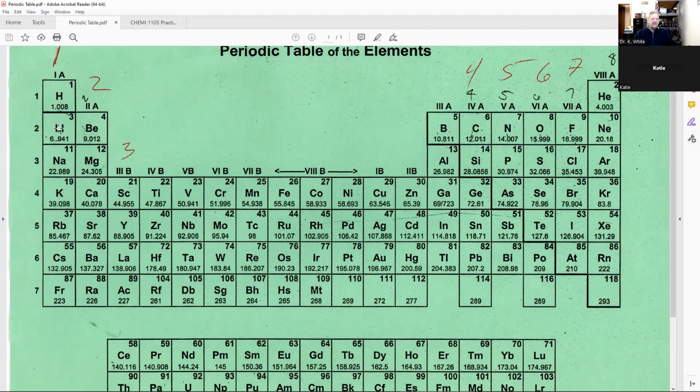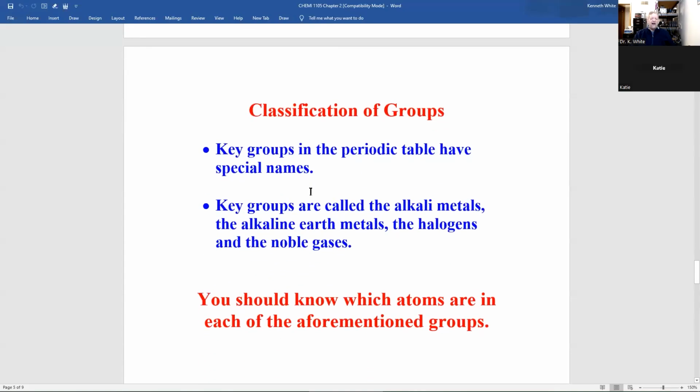It's not really in the family of lithium, sodium, potassium. There's also rubidium, cesium, and francium, but I only asked you to learn Li, lithium, Na, sodium, K, potassium, and H, hydrogen. Now, their classification or names of groups, key groups.